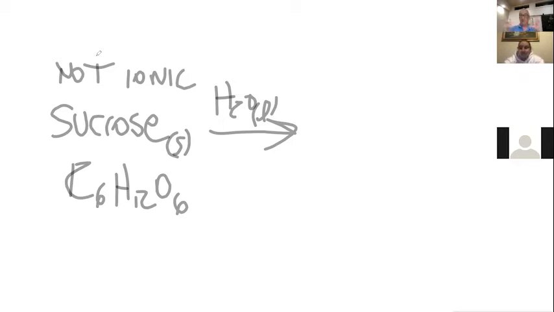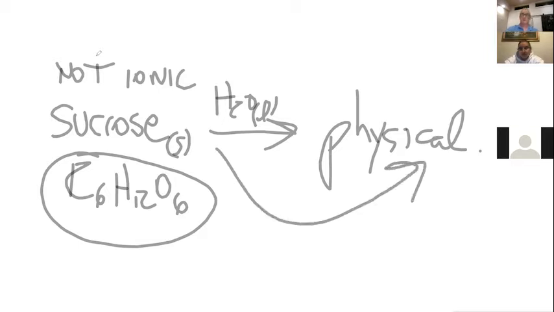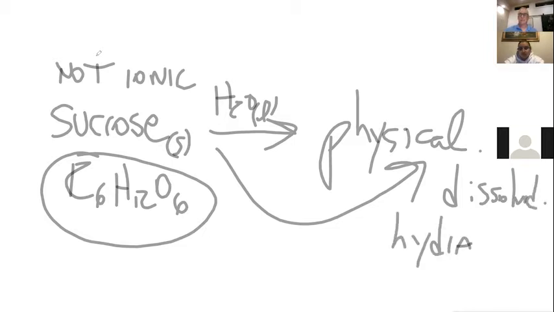It does get surrounded by water, of course, because if it didn't get surrounded by water, it wouldn't dissolve. But it doesn't break any of these chemical bonds when it goes into water. So that is physical. Because basically it has gone from a solid into a dissolved state, or you could call it a hydrated state, because it's surrounded by water, but it has not changed chemically. So that's the main difference.